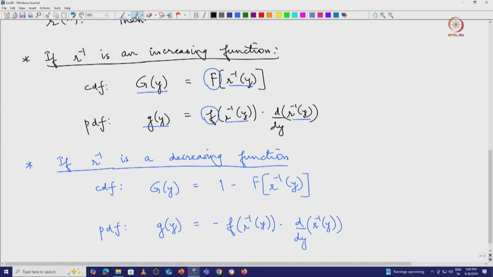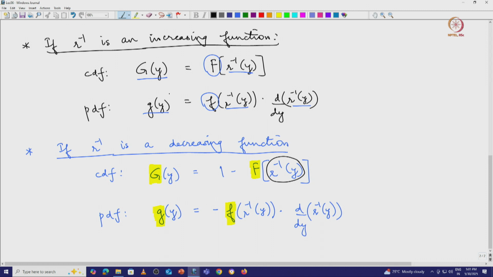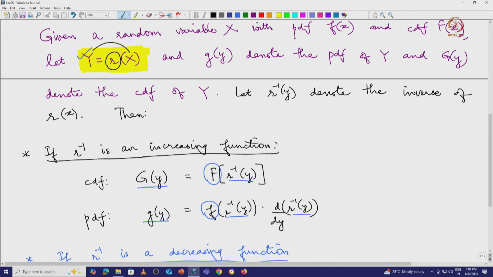So, again we see that there is a prescription to convert the cumulative distribution function of x to the cumulative distribution function of y, and the probability density function of x to the probability density function of y, and all that you need to know is this function r inverse y, which is the inverse of the function that converts x to y. So, if r is the function that converts x to y, then r inverse is the function that converts y to x.